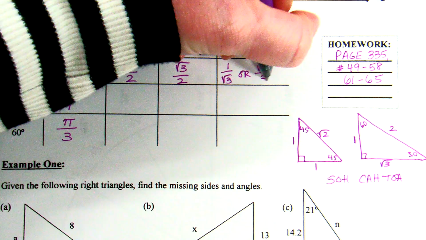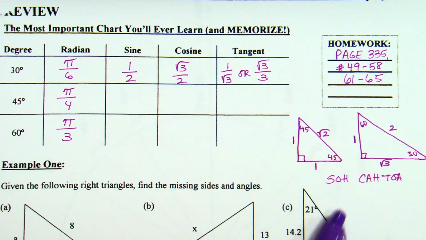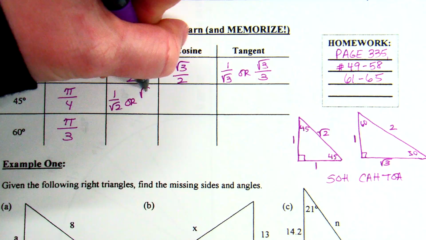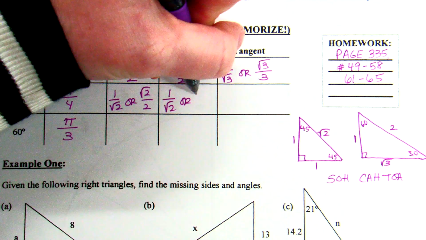Okay, 45 degrees. What's the sine of 45 degrees? Opposite over hypotenuse. So 1 over square root of 2 or square root of 2 over 2. Do you know it without doing it? What's the cosine of 45? Same as sine of 45, right? So it is also 1 over square root of 2 or square root of 2 over 2. What about tangent of 45? Did you memorize it yet? Opposite over adjacent. 1 over 1 is 1.